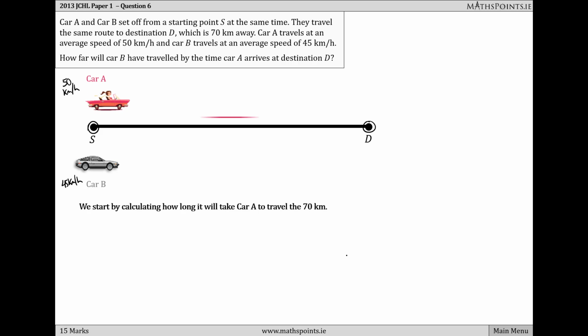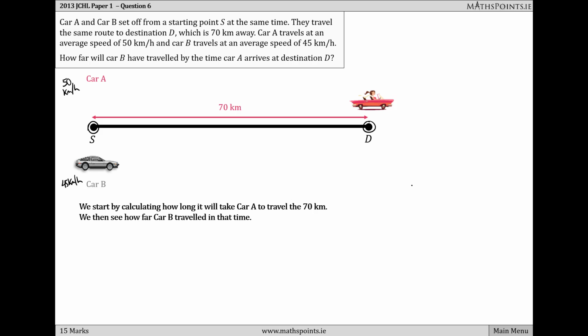So the way we're going to do this question is we're going to start by calculating just how long it takes car A to travel the full 70 kilometers. And we'll then figure out how far car B travelled in that time.